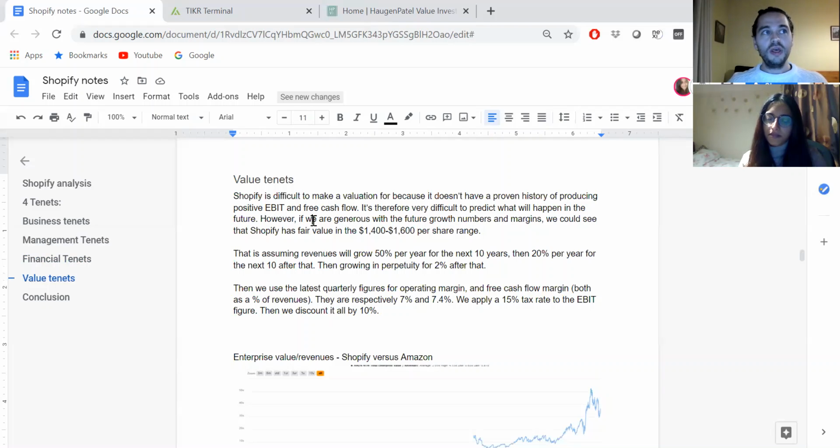And then I also applied the margins that they had recently, because they just turned a profit. So I looked at the operating income to revenues, and then the free cash flow to revenues, and assumed operating income and free cash flow are the same percentage of revenues as they were in the last quarter where they finally made a profit. Then predicting that forward with those huge growth rates, I could find a value of 1,400 to 1,600.